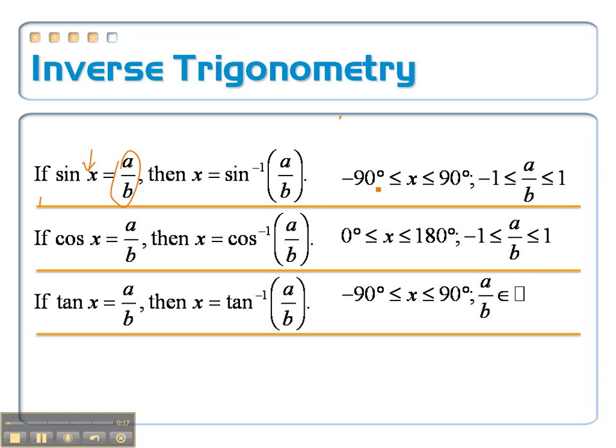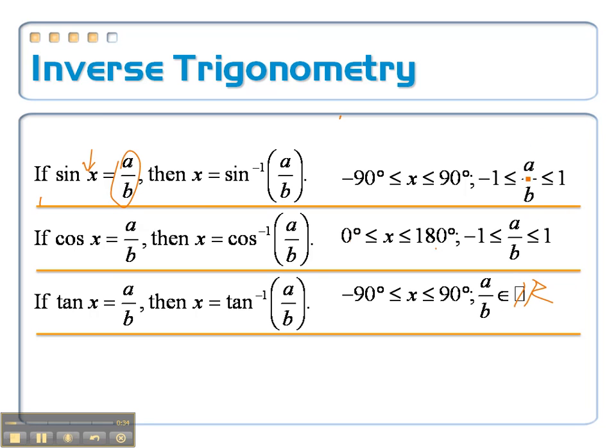So remember, on the sine, that angle measurement that the inverse sine is going to give us has to be between negative 90 and 90. For cosine, it's between 0 and 180. And for a tangent, it's the same as the sine, between negative 90 and 90. This is supposed to be all real numbers.